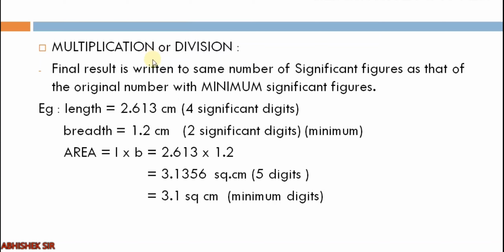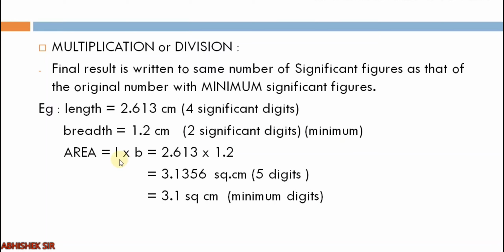Moving on to multiplication or division. Here almost the same statement, just decimal digits will be replaced by significant figures. Again very easy, you see the example. Now here we are taking an example of multiplication. Suppose the length of a rectangular portion is 2.613, right? You see how many significant figures? All non-zero, so 4 significant digits. The breadth is 1.2 centimeter, that means 1 and 2, 2 significant digits. So there are two numbers, one having 4 significant digits, another having 2, so minimum is 2.